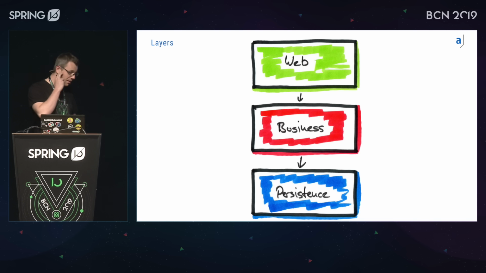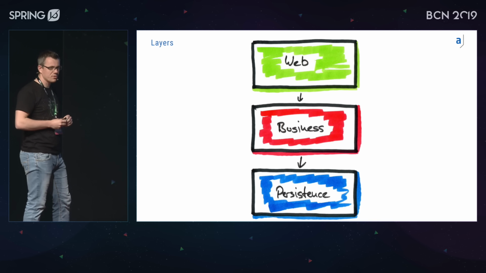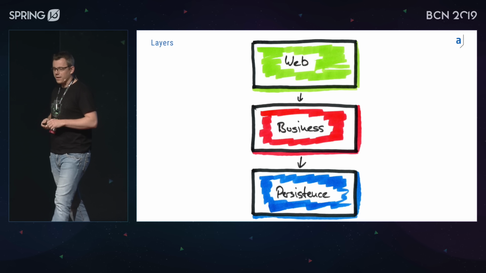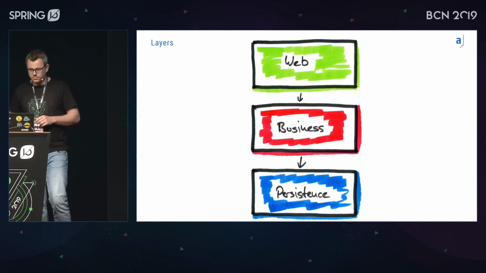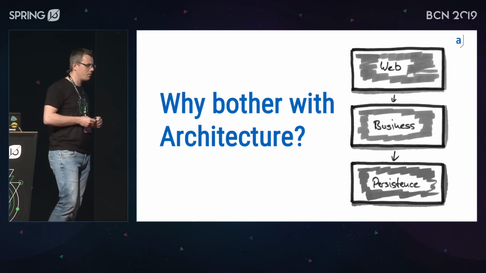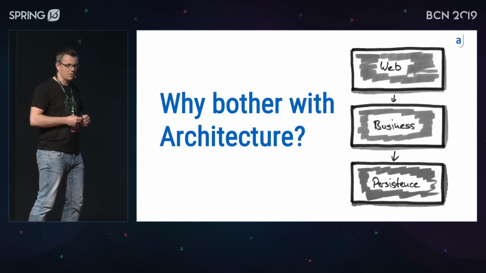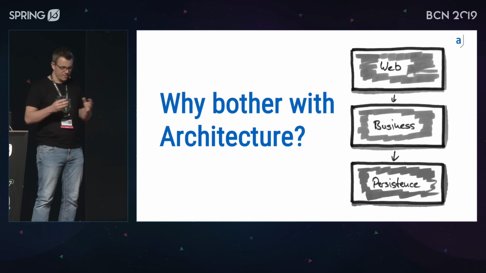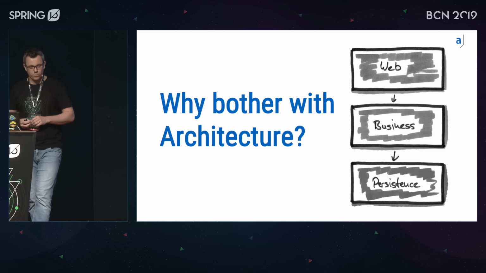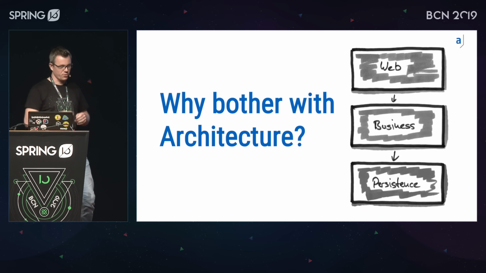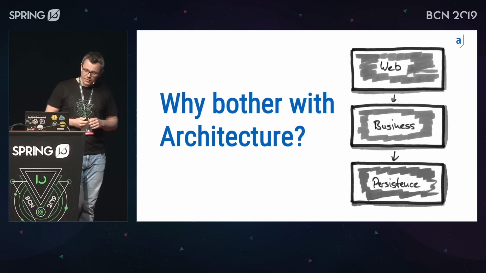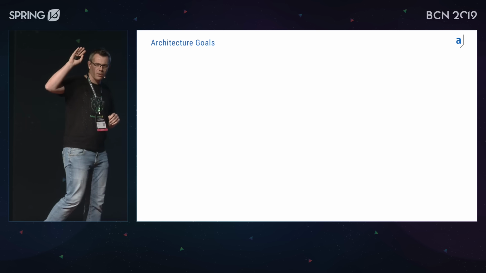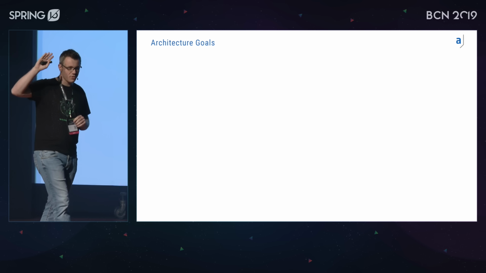But first of all, before we talk about the pros and cons of different architecture styles, let's talk about what architecture actually is. So why do we actually bother with architecture at all? Why aren't we just coding away and put it into production and it'll work? Well, it works on my machine, so it should work there. What is architecture about? What are the goals of architecture? Anyone? Why are we thinking about architecture? Just throw it at me.